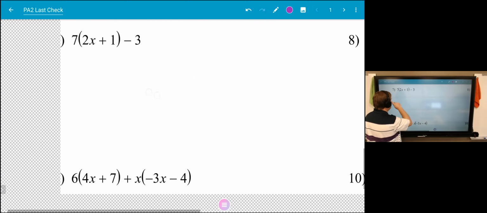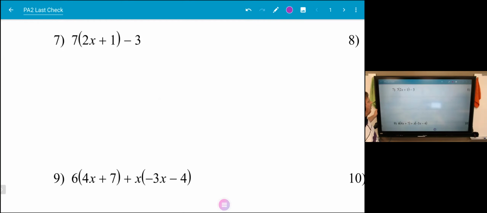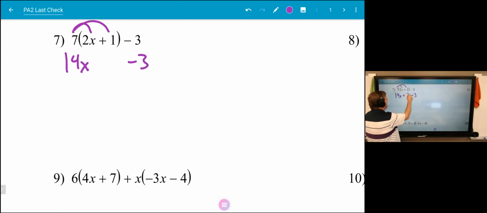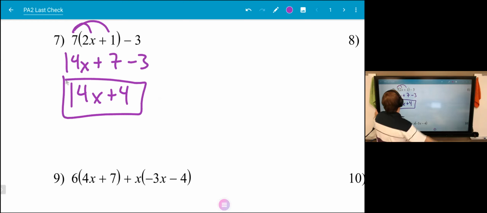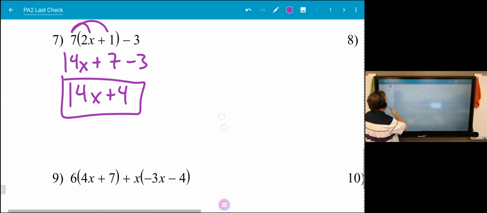Number 7, it says 7 times 2x plus 1 minus 3. Well, let's distribute through what we can. 7 times 2x, 7 times 1, that minus 3 is just hanging out here. So 7 times 2x is 14x. 7 times 1 is plus 7. I can only combine the two things at the end, 14x plus 4. Good to go there.